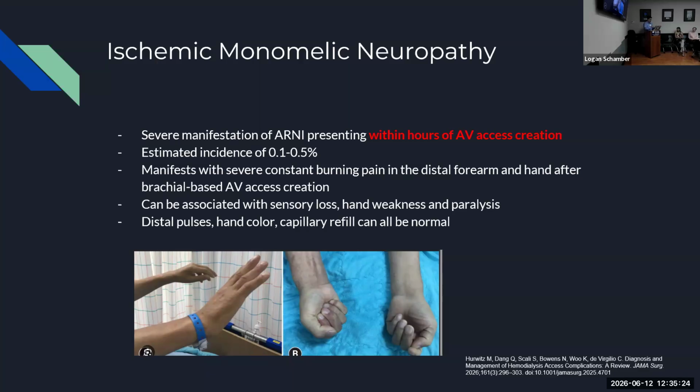So again, we often misattribute this pain to regional nerve blocks, just normal postoperative pain, or in our patient, pre-existing neuropathy. So it's just important to keep in mind, especially when we're seeing these patients on the VA or in our career. If this is identified, call vascular surgery and say, hey, this access needs to be ligated immediately. It needs to be done as soon as possible in order to prevent permanent sensory motor loss and weakness.